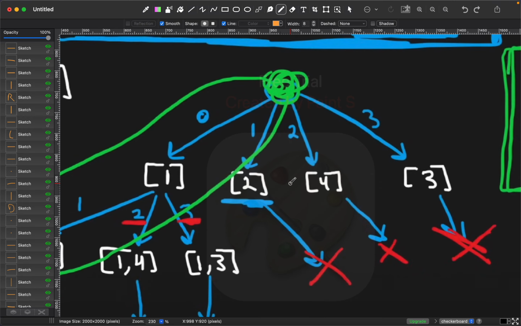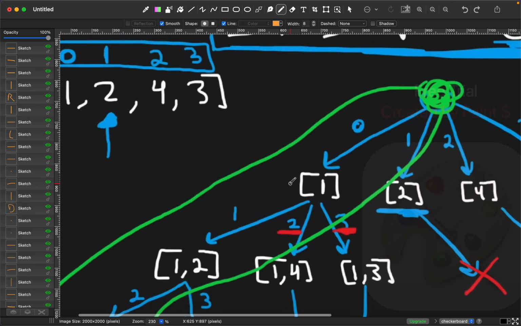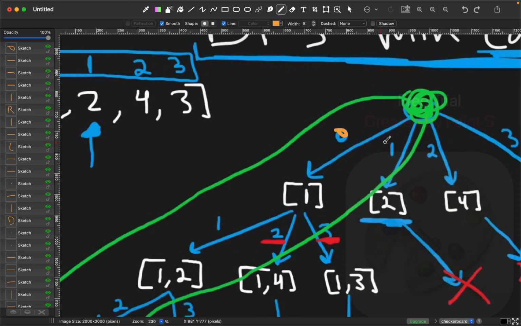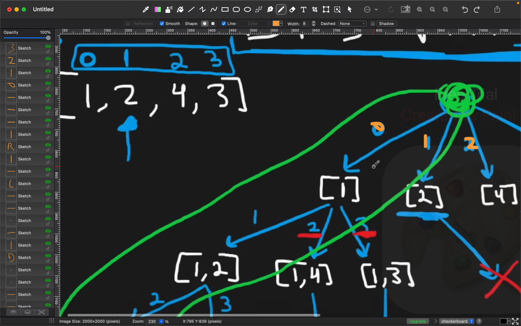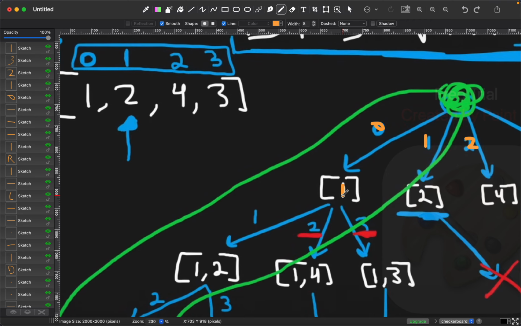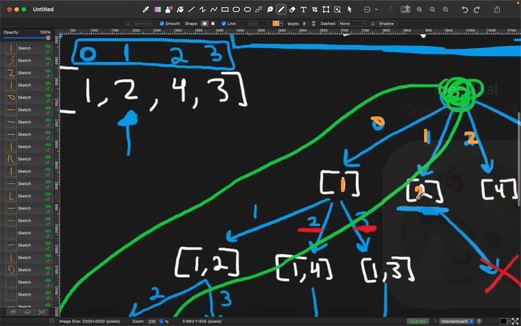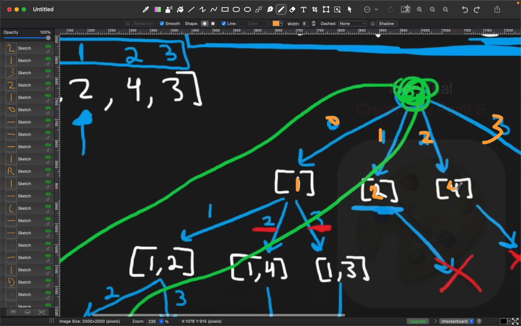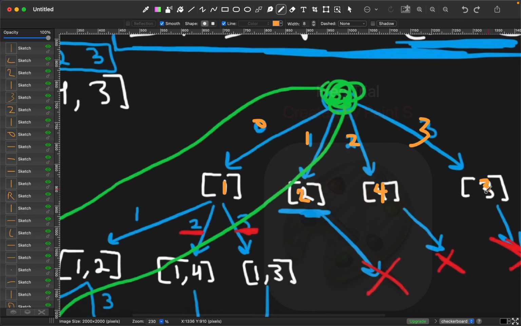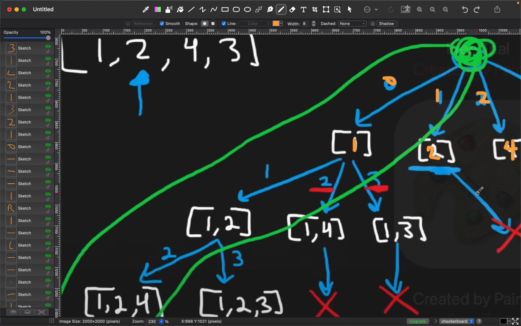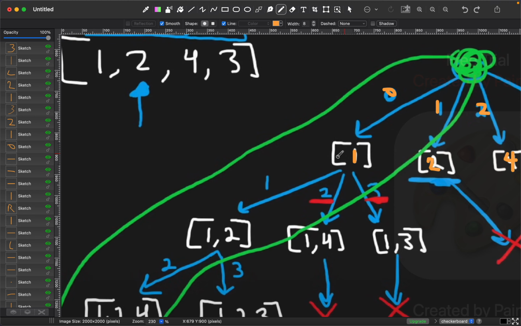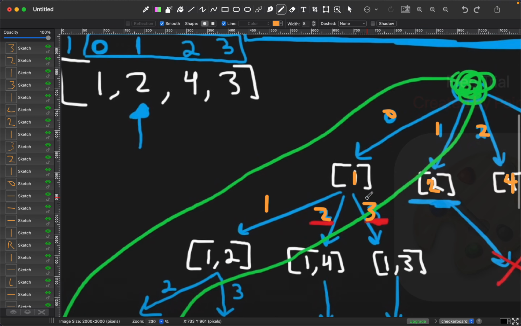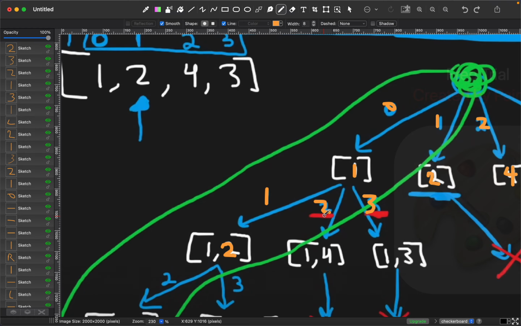So if we were to see, we can either go to the number 0 slot, 1, 2, or 3. If we go to the 0 slot, we'll get a 1. Go to the 1 slot, we get a 2. 2 slot, 4. 3 slot, 3. Then in the 0 slot, I can go to 1, 2, or 3. If I go to the 1 slot, I get the 2. 2 slot, I get a 4. 3 slot, I get a 3.